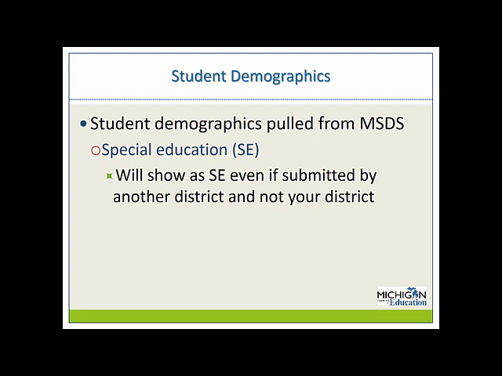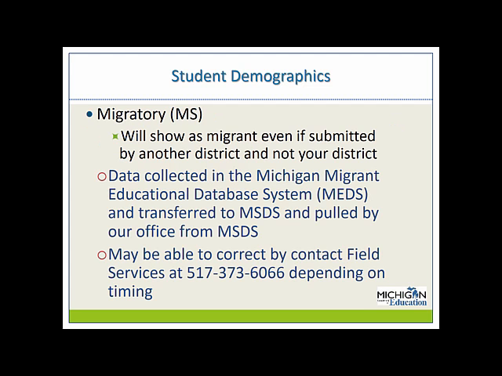First, special education. A student will show as special education if it is submitted by any district. This could be from another district that is not your district. Next are migrant students, which again will show as a migrant student if submitted by your district or if submitted by another district. This data is collected in the Michigan Migrant Educational Database System, which is then pulled into MSDS and then pulled from MSDS into the Secure site.